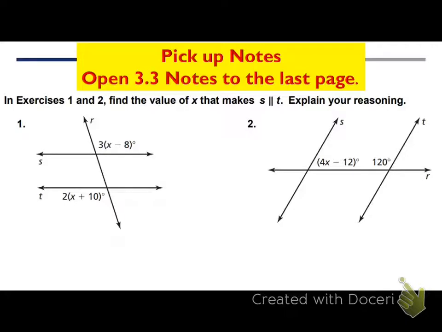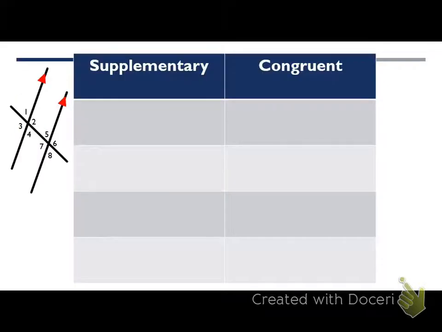So we're on page 3 of 3.3, not 3.5, because we're going to need that space. Bottom of 3.3, you're going to draw a chart that says supplementary, congruent. There are relationships. There are 6 of them.